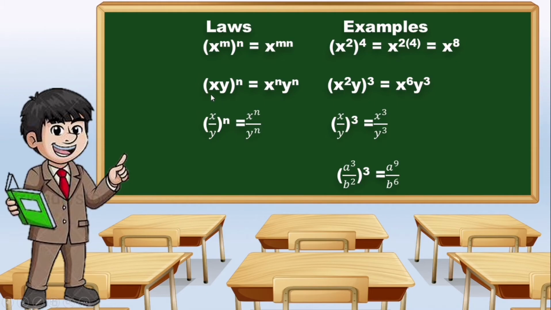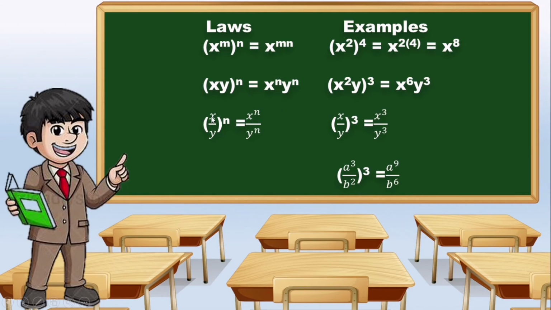Okay, next is, ang pagkakaiba nitong una sa pangalawa is, meron tayong 2 or more variables na nandoon sa loob. Itong kanina, meron lang tayong x lang dyan. So, dito, meron na tayong x tapos y. So, x, y, open and close parenthesis, raised to n, that is equal to x raised to n, y raised to n. So, example, x squared, y, open and close parenthesis, raised to 3. So, ang gagawin natin, yung mga exponent dito ni x at ni y, i-multiply lang natin doon kay 3. So, 2 times 3 kaya nagiging 6. Tapos, dito kay y na 1. 1 times 3, that is equal to 3.